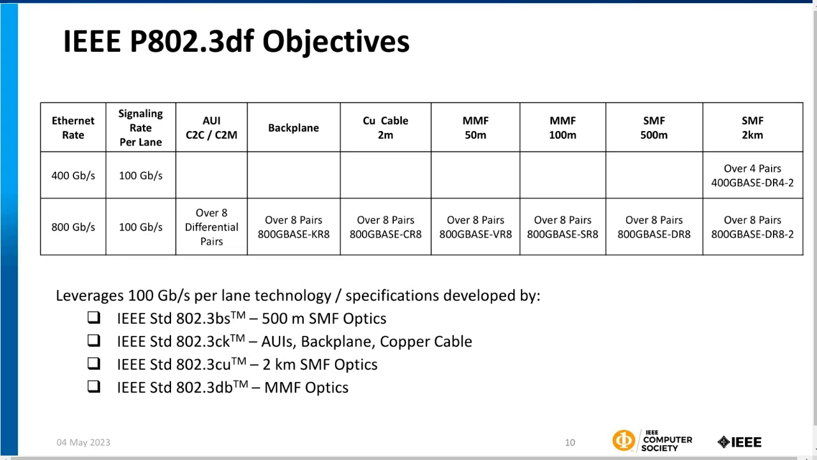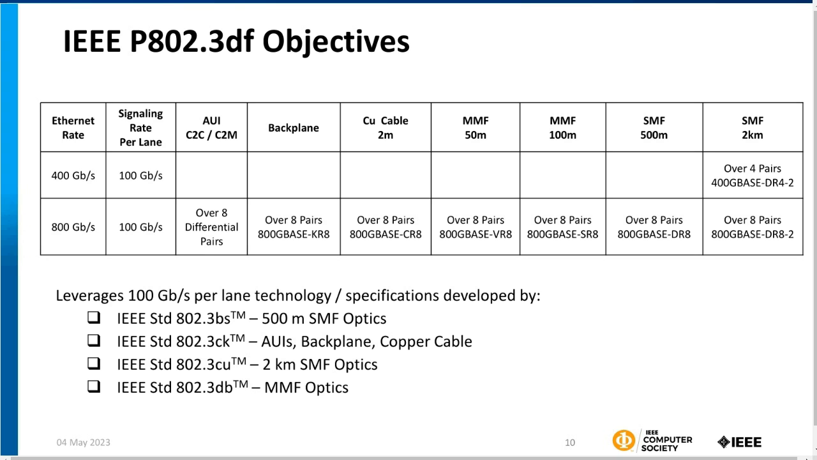But now we're adding in for 800 gig, all of these different solutions that are based on 8 lanes of 100 gig. So 8 differential pairs for our electrical interfaces, 8 pairs across backplane, and I mean in each direction. So 8 differential pairs to do backplane solution, 8 pairs to do copper cables, 8 pairs of fibers for multi-mode 50 and 100 meters, as well as single mode fiber for 500 meters and 2 kilometers. And as I said, we are just using existing technology.